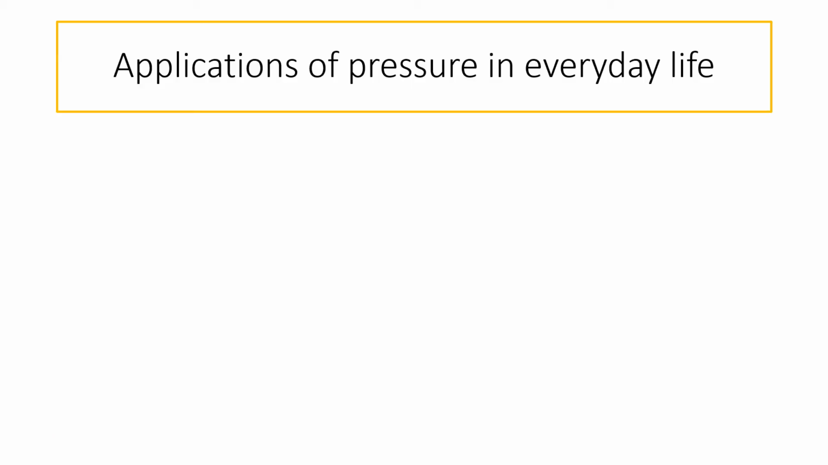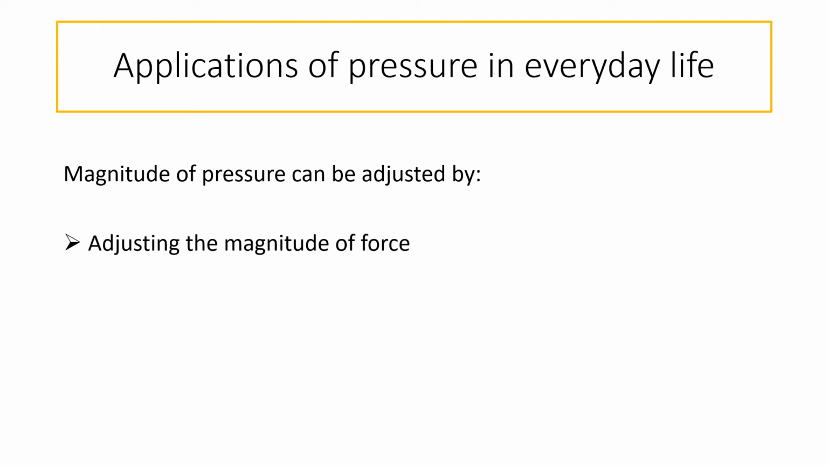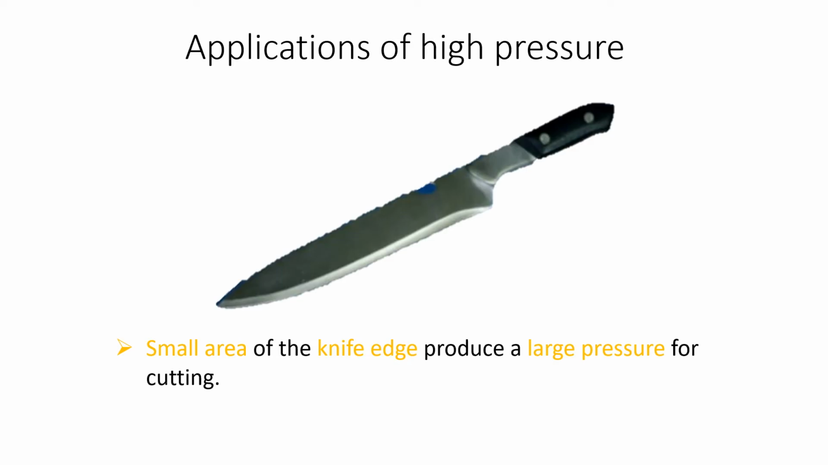Now, let's look at the applications of pressure in everyday life. The magnitude of pressure exerted on a surface can be increased or decreased by adjusting the magnitude of force applied. Pressure can also be adjusted by increasing or decreasing the surface area of contact. Applications of high pressure: a sharp knife can be used to cut an object easily. This is because a small force applied on a very small area of the knife edge can produce a large pressure for cutting the object.